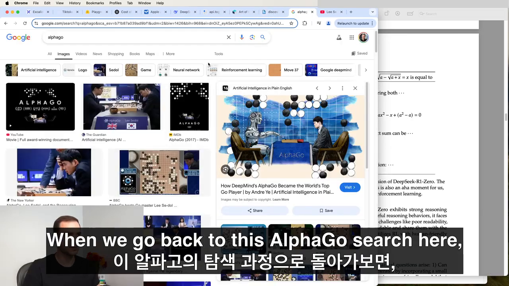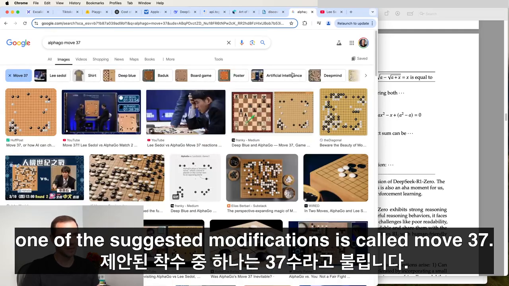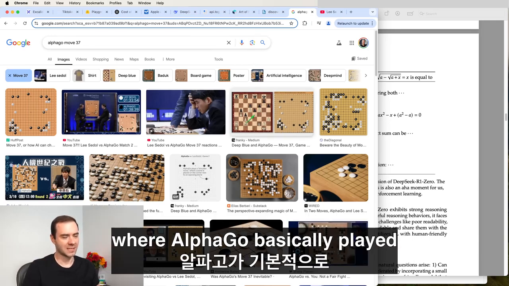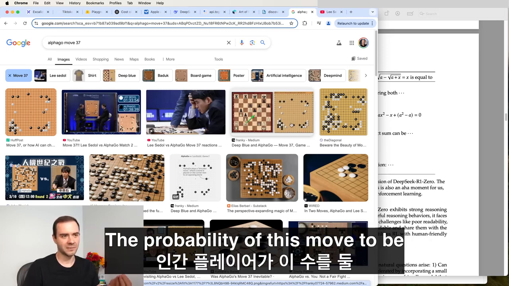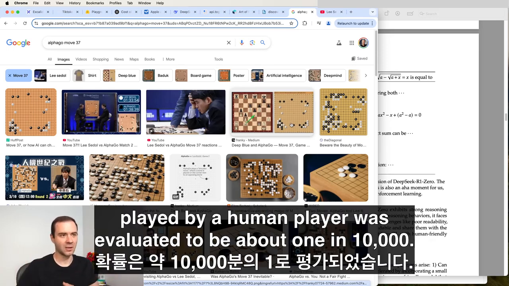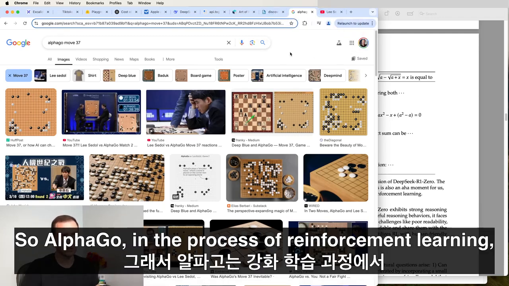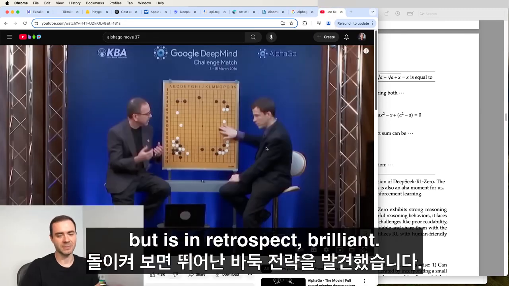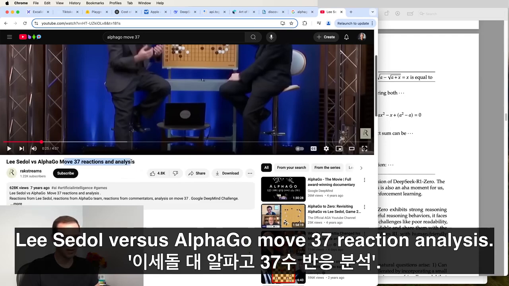And so when we go back to this AlphaGo search here, one of the suggested modifications is called move 37. Move 37 in AlphaGo refers to a specific point in time where AlphaGo played a move that no human expert would play. The probability of this move being played by a human player was evaluated to be about 1 in 10,000. So it's a very rare move, but in retrospect, it was a brilliant move. AlphaGo, in the process of reinforcement learning, discovered a strategy of playing that was unknown to humans, but is in retrospect brilliant. I recommend this YouTube video, Lee Sedol versus AlphaGo Move 37 Reactions and Analysis.